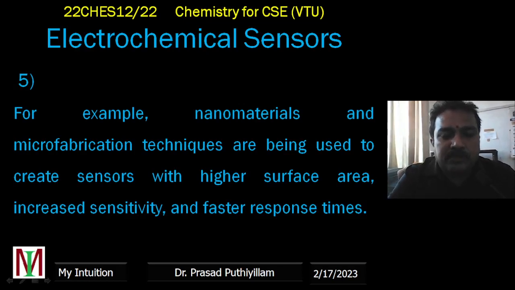Therefore, with the usage of nanomaterials and microfabrication, the fabrication of the sensing device moves from macro fabrication, that is normal or what is visible to our eye, to micro level fabrication techniques. Since more surface area is available, more sensitivity and faster response times are available nowadays.